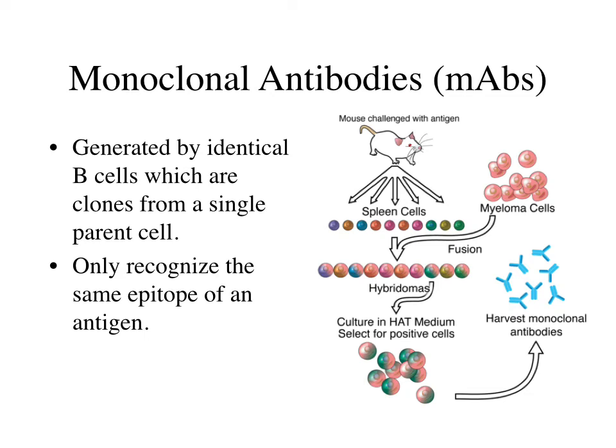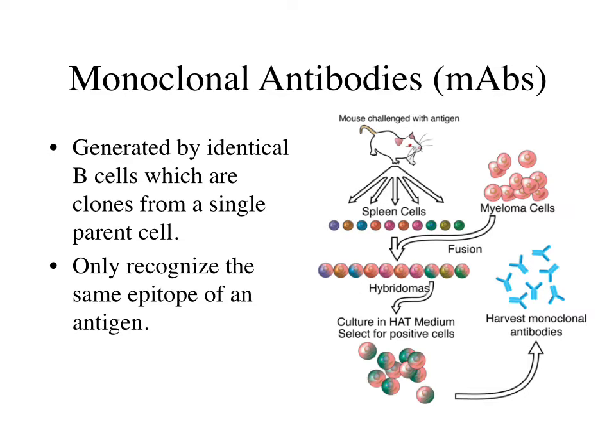Monoclonal antibodies are generated by identical B cells, which are clones from a single parent cell. This means that the monoclonal antibodies have monovalent affinity and only recognize the same single epitope of an antigen. Unlike polyclonal antibodies, which are produced in live animals, monoclonal antibodies are produced ex vivo using tissue culture techniques. The process begins with an injection of the desired antigen into an animal, often a mouse, multiple times.